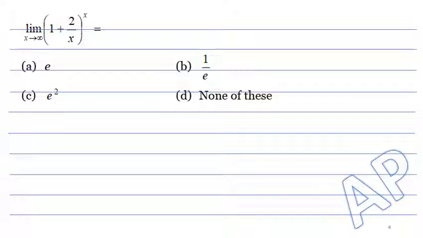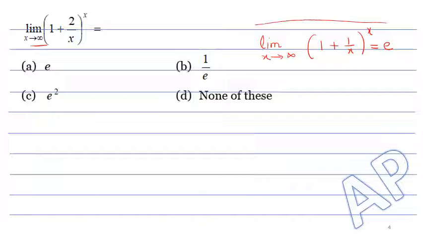Limit as x tends to infinity of (1 plus 2 by x) to the power of x. This limit we need to evaluate now. For evaluating this limit, I will mention a formula which is very important, that is limit as x tends to infinity of (1 plus 1 by x) to the power of x is equal to e. So you can note this formula. We can apply this formula here.